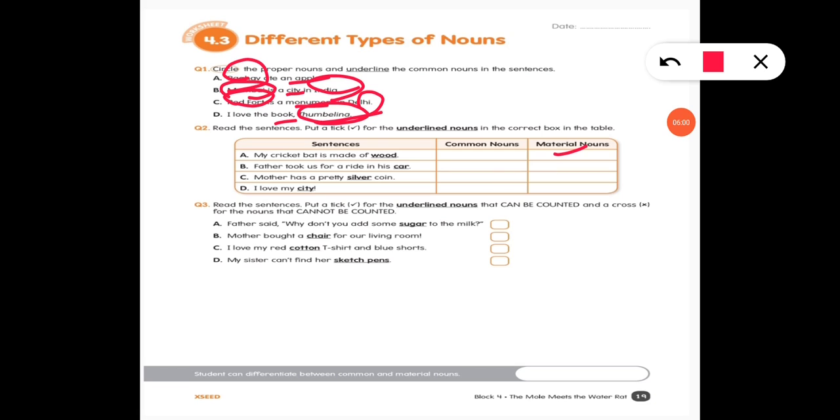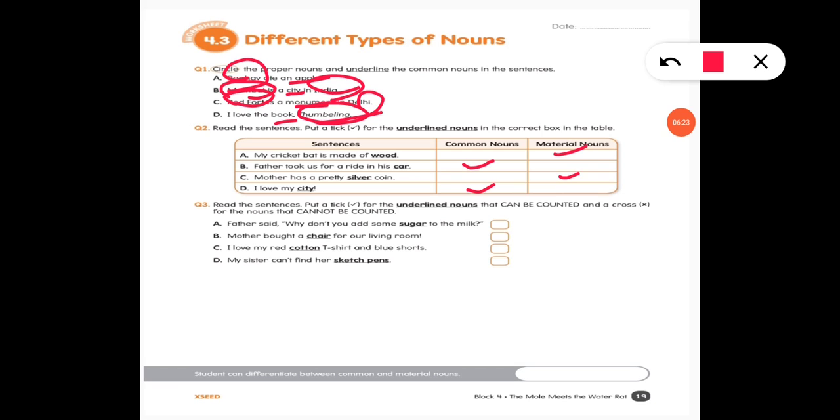Next one, father took me for a ride in the car. Car is common or proper? Common or material? Common. कोई भी कार हो सकती है. Next one, C part. Mother has a pretty silver coin. Silver is material. Next one, I love my city. City is common noun. So you have to tick that column. I hope question 2 is clear.